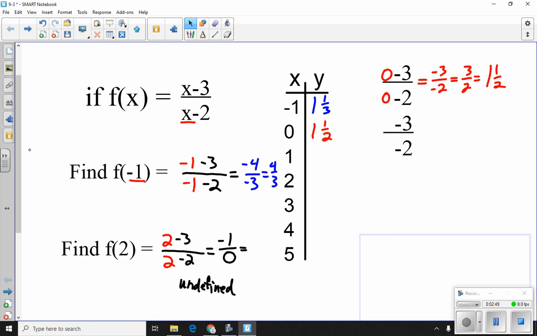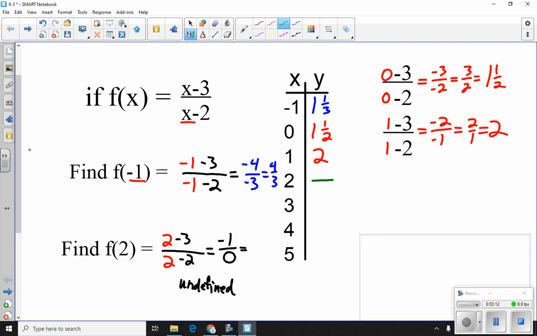When I plug in a 1, 1 minus 3 equals a -2. 1 minus 2 is a -1. Equals just a 2 over 1, which is just equal to 2. Okay, well, that works out nice. And of course, as I plug in a 2, I get this undefined. So in my table, I'm going to put kind of a scratch, kind of a line across it, saying that when x is 2, y is undefined. There is no value. It's a point of discontinuity.